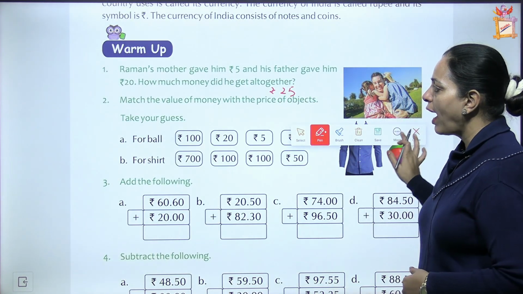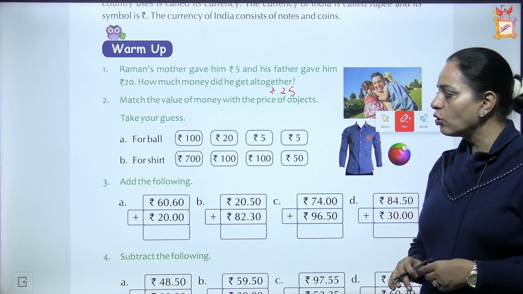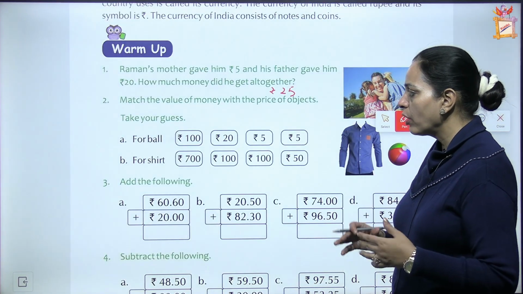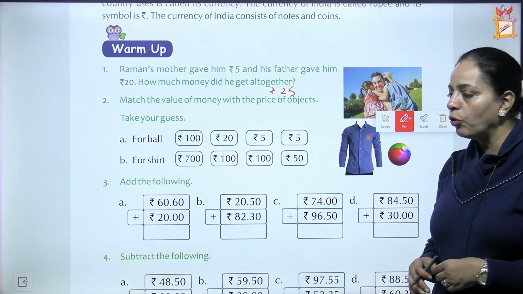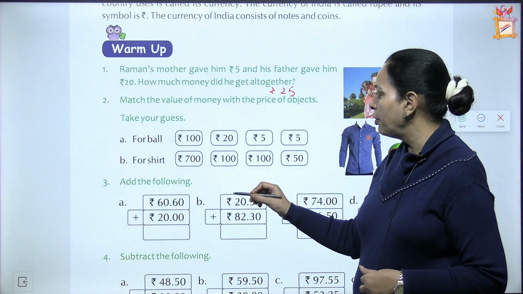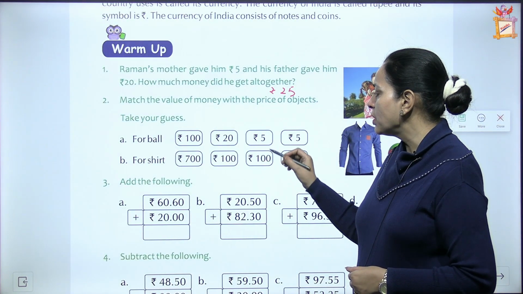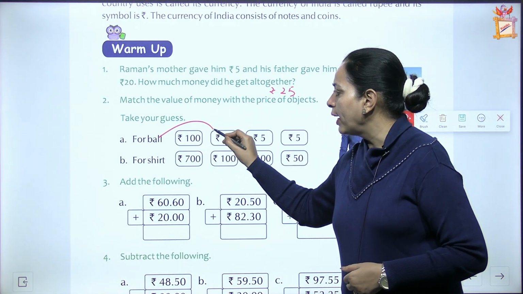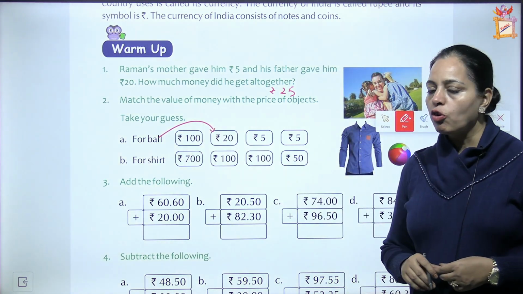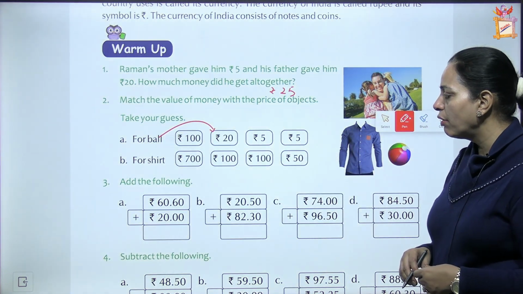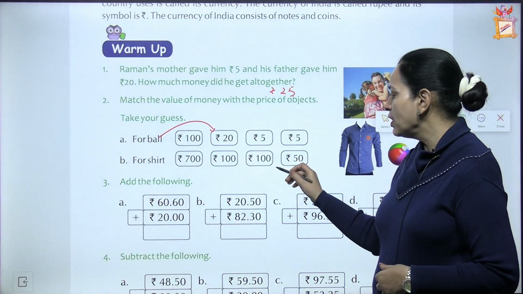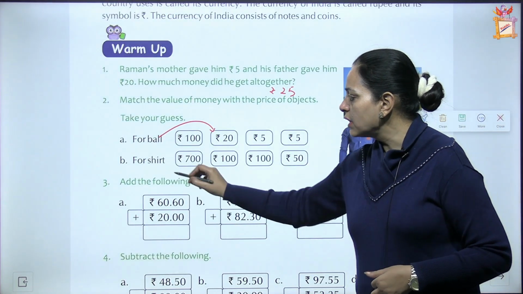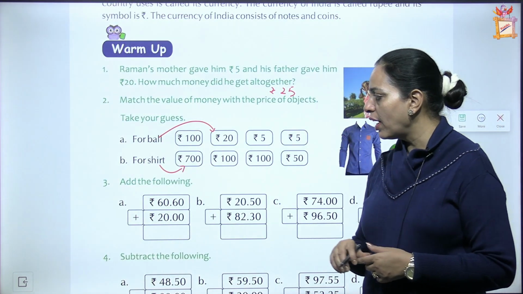The second, match the value of money with the price of objects. Take your guess, like A part for ball, rupees 100, rupees 20, rupees 5. So for the ball, it can be rupees 20. For shirt, rupees 700, rupees 100, rupees 50. So this can be rupees 700.